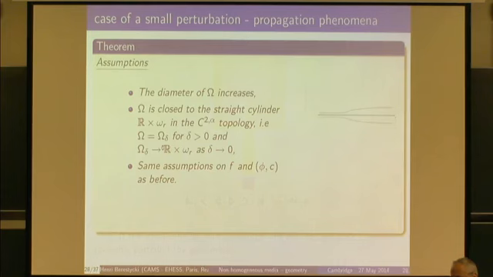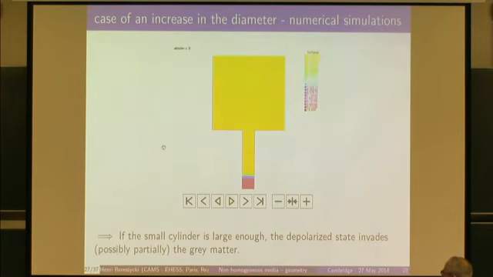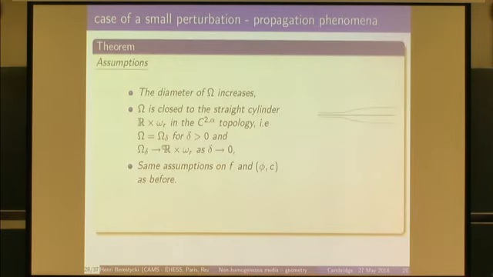Okay, so if the small portion is large enough, it will always invade. Okay, I think my time is up. Let me just say that gradual invasions always pass. So even if you have this epsilon here, if it's gradual enough, it always passes.